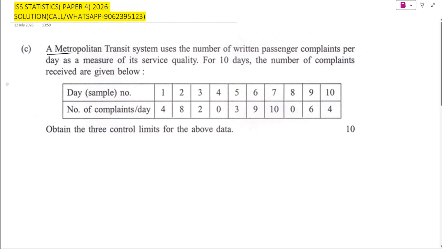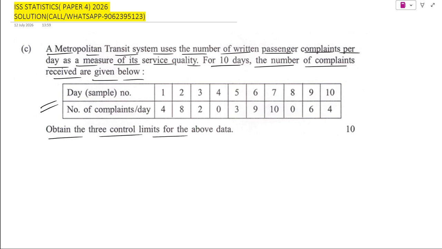The question is: a metropolitan transit system uses the number of written passenger complaints per day as a measure of its service quality. For 10 days, the number of complaints received are given below. Obtain the three control limits for the above data.